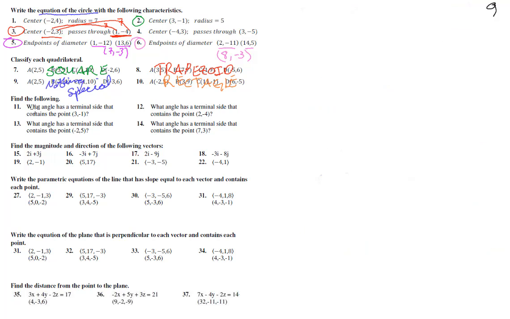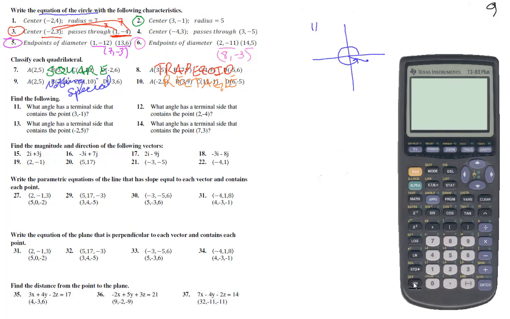Number 11, what angle has a terminal side that contains the point 3, -1? So if we look, number 11 right up here, where the point 3, -1 is. So over 3, down 1. So we're talking about this angle right here. And the angle that we're looking at for a terminal side is this guy. So almost 360 degrees. Let's pull out our calculator and see what we get.